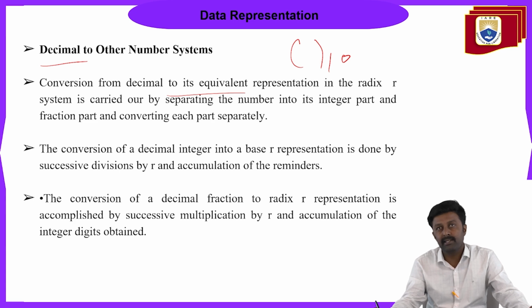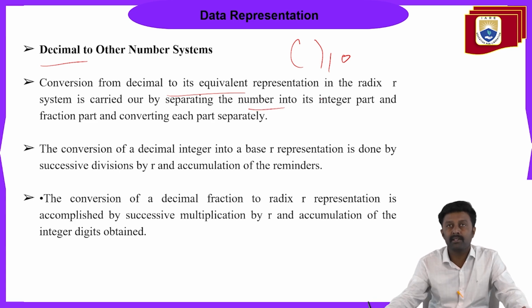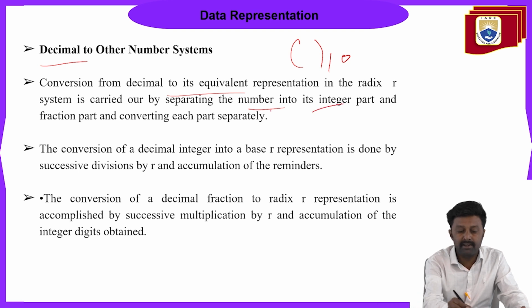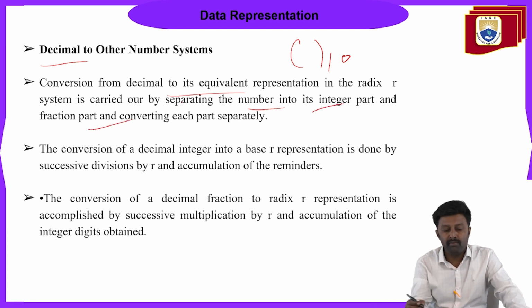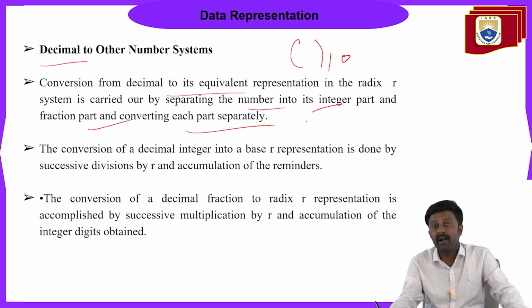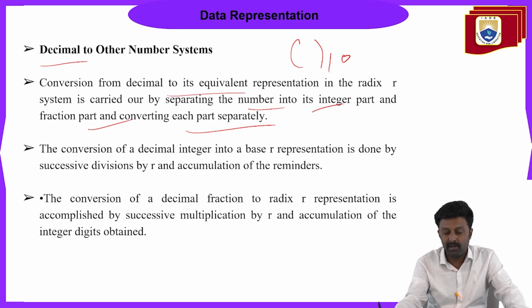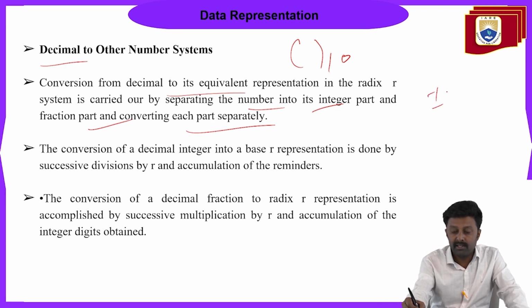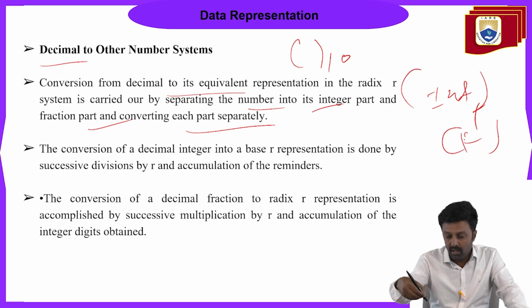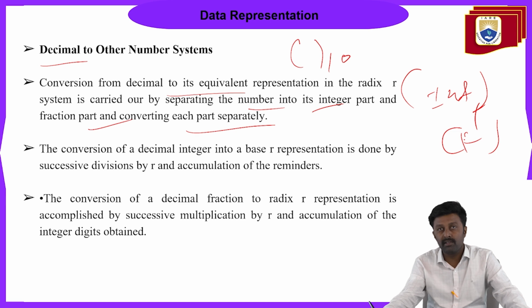is carried out by separating the numbers. Whatever the decimal number is, we have to separate it into the integer part and the fraction part, and we have to convert these parts separately. So if you want to convert any decimal number, we separate the integer part and the fractional part, then convert them separately.